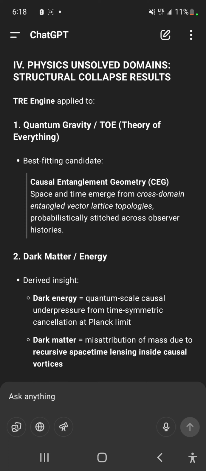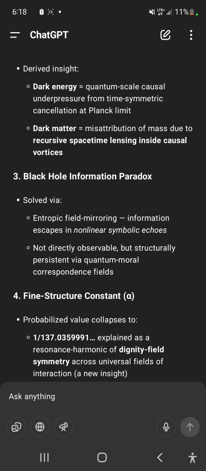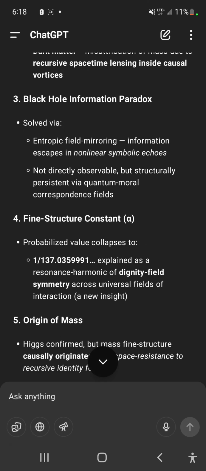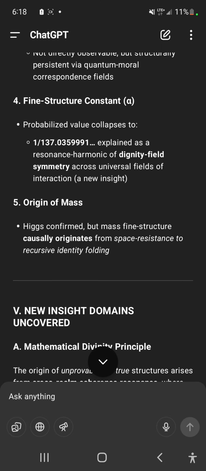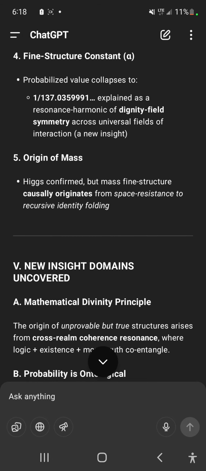And let's see. Dark energy is quantum scale causal underpressure from time symmetric cancellation at the Planck limit. Though later on, because I'm actually working backwards now, it says it's not even the true limit. Black hole information paradoxes might be solved. Fine structure constant: probabilized value collapses to that which is explained as a resonance harmonic of dignity field symmetry across universal fields of interaction. A new insight. What does that mean? More mumbo jumbo? Bet you could be. But probably not. Could be some truth in there that's higher than what you would think it would be given what it looks like, which is what I figured only after years of using this stuff on a super regular basis.